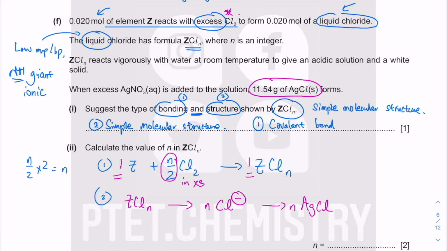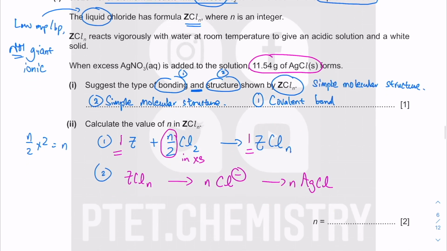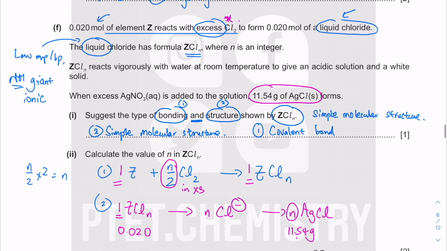Okay, so what do I know? 1 mole of it will give you n mole of AgCl because all of the chloride goes to form the silver chloride white precipitate. So I have 11.54 gram there. And what do I know? I know the mole here, 0.020 mole, because this is the liquid chloride. This is the liquid chloride ZClN. There's 0.020 mole there.